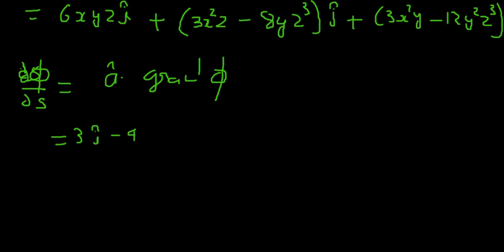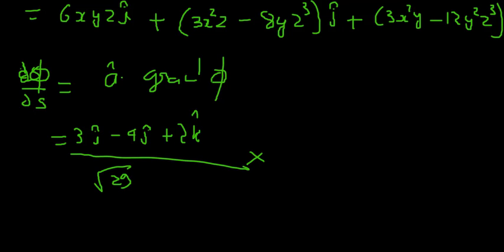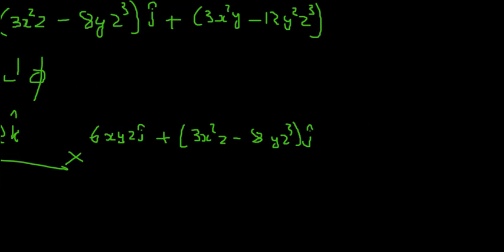3i cap minus 4j cap plus 2k cap upon root over 29, multiplied by this thing over at the upper side, which is 3xyz i cap plus 3x square z minus 8yz cube j cap plus... the canvas is a little bit smaller for that question, but anyways, it's a very simple thing and I know you guys will understand this in a bit.